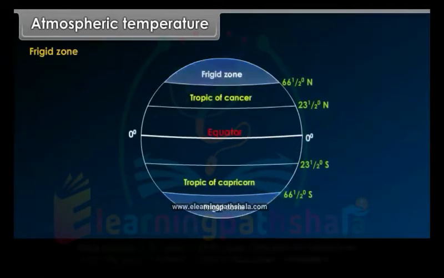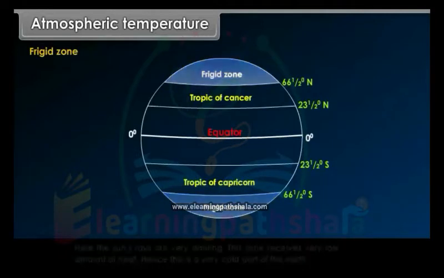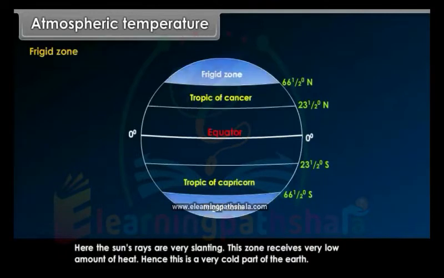Frigid zone. Frigid zone lies to the north of Arctic Circle in the northern hemisphere and to the south of Antarctic Circle in the southern hemisphere. Here, the sun's rays are very slanting. This zone receives very low amount of heat. Hence, this is a very cold part of the earth.